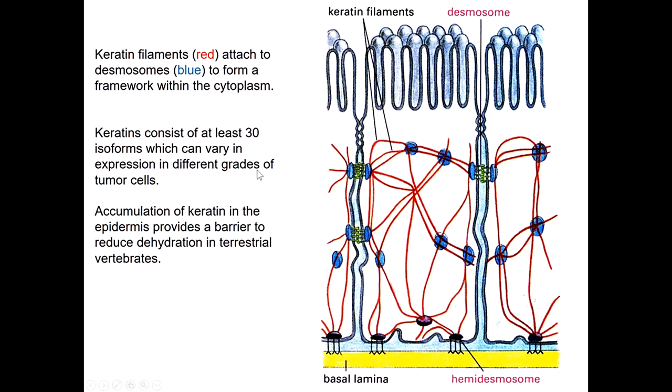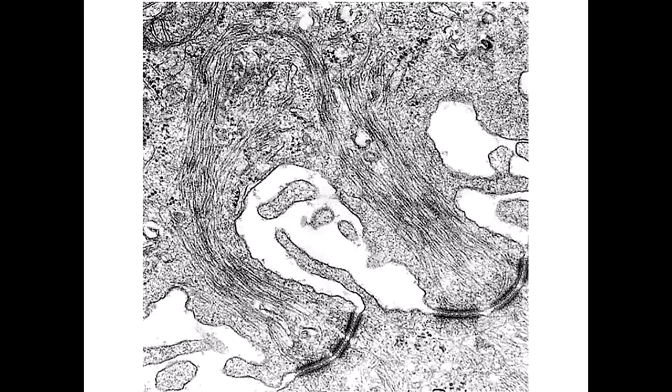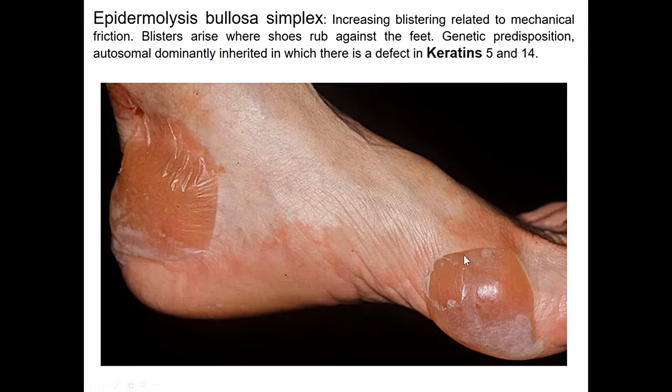And keratins accumulate in the epidermis of the skin. Okay, the keratinocytes are the surface cells of the skin, and they provide resistance to dehydration. Here are some keratin filaments in adjacent keratinocytes. You can see them here, bound to a desmosome. There is a disease, epidermolysis bullosa simplex. There's a defect in a couple of the keratin genes. And these people are very sensitive to abrasion. So they blister very easily, so that they have to be very careful in what they wear on their feet and on their body, and very careful in terms of not having things rub against them, otherwise their skin will blister up.